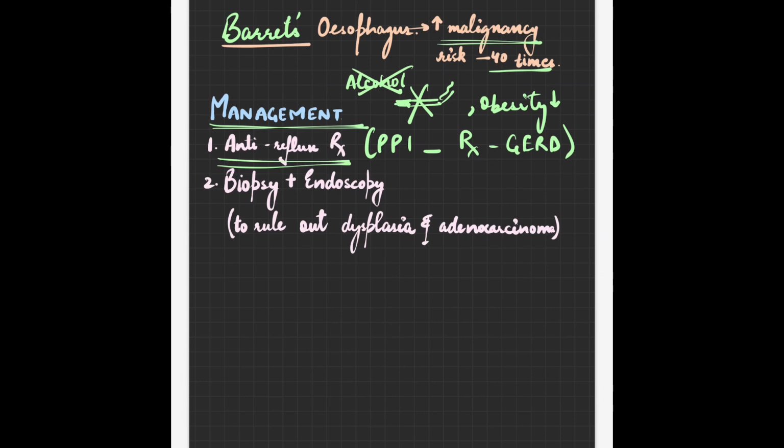Next, we should always do biopsy and endoscopy every 1 to 2 years in the case of Barrett's esophagus to rule out dysplasia and adenocarcinoma. As Barrett's esophagus increases the risk of malignancy, there are increased chances of malignant transformation. So we have to do biopsy and endoscopy every 1 to 2 years.